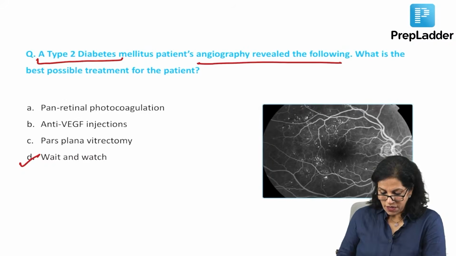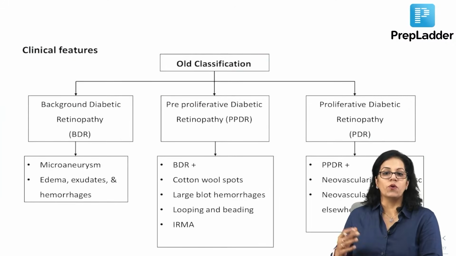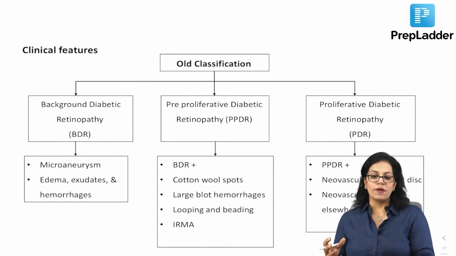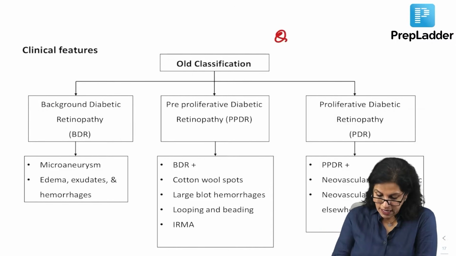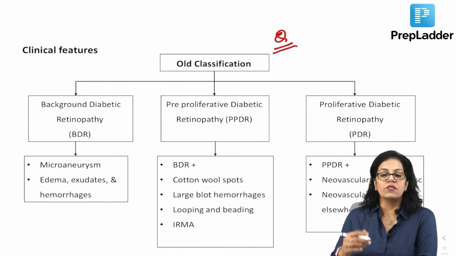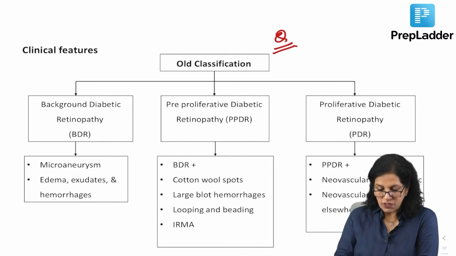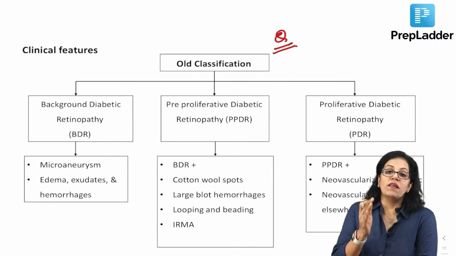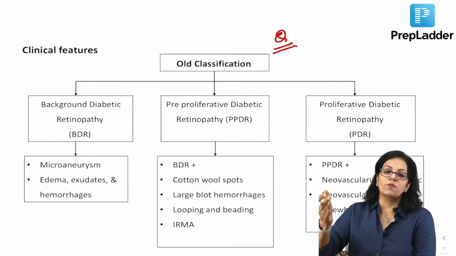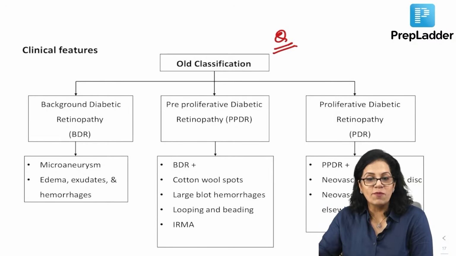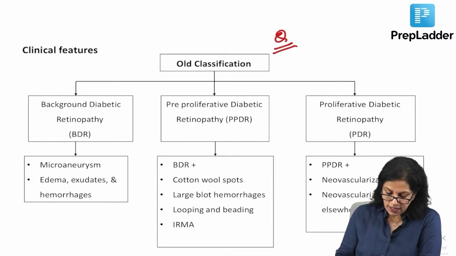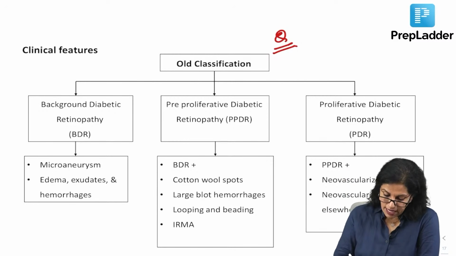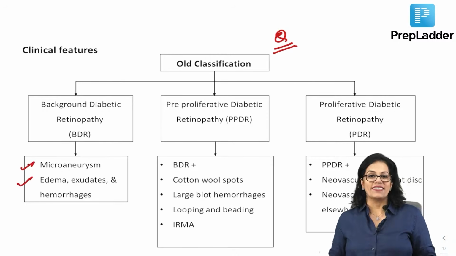Right? So in very mild, can we revise both old and new classification of diabetic retinopathy? So important, always asked. Old is also very important. Don't think we don't have to learn, because if you know this, you know everything. So when you say background, it is some level of hypoxia. More hypoxia is pre-proliferative, maximum hypoxia is proliferative. When you say background, what are the features? We learn microaneurysms and edema and exudates and hemorrhages.